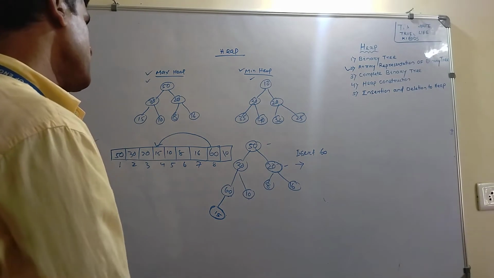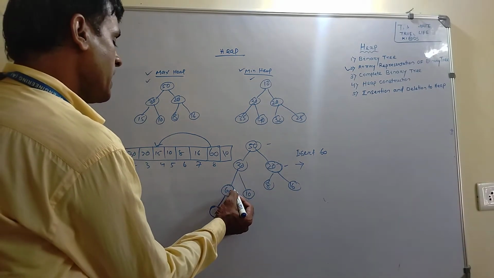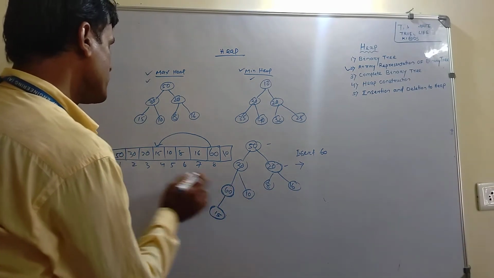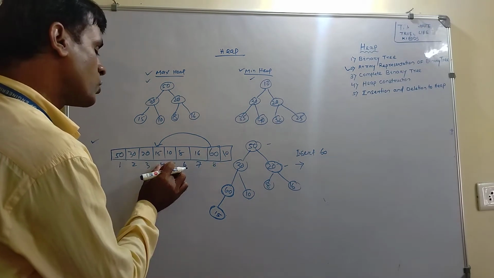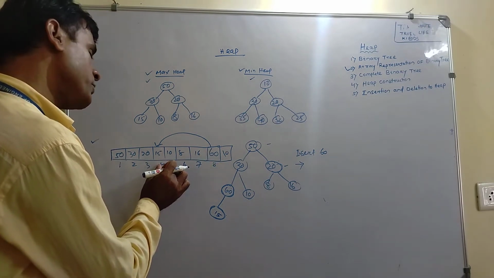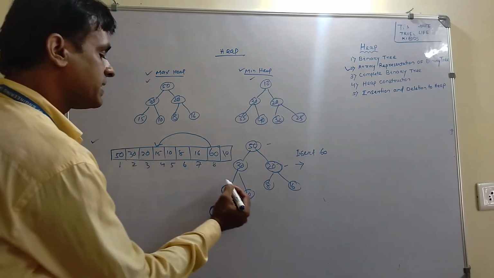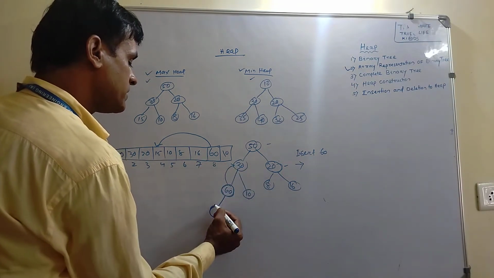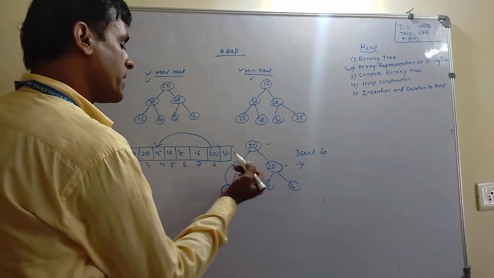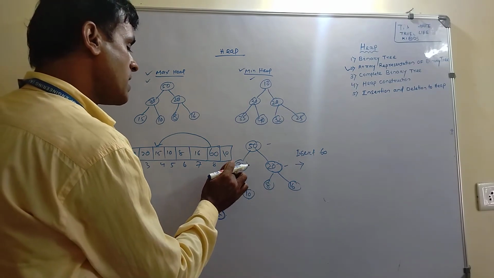After that, what will happen? Again 60 and its parent. Where is 60 present now? After the exchange, it is at the 4th place. Its parent will be at i by 2, that is 4 by 2, that is the 2nd place. Who is at the 2nd place? 30 is there. So 60 will be compared again with this. When 60 is compared with 30, again you have to adjust it.